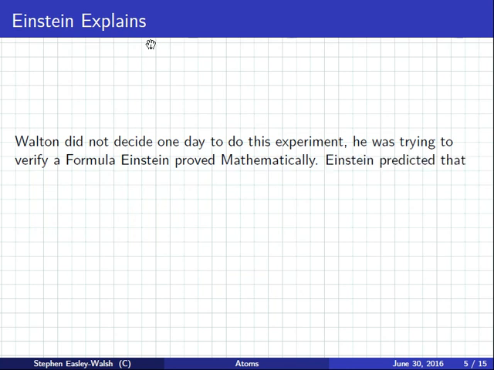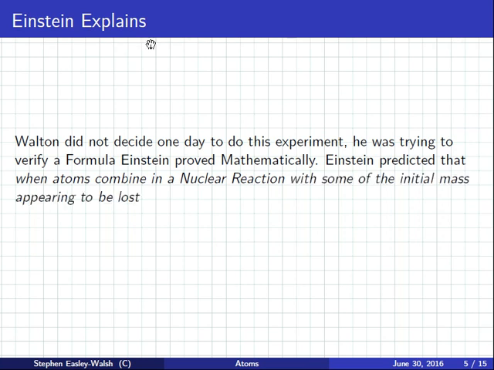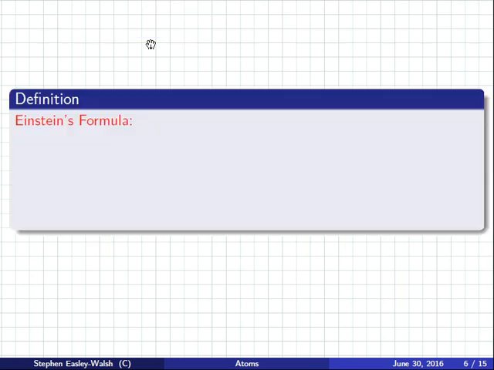Einstein predicted that when atoms combine in a nuclear reaction, some of the initial mass appears to be lost. In fact, it's not lost, but rather it's converted into energy. So Einstein suggested that the mass which appears to be lost is actually transformed into energy, and you can calculate how much energy you get. Einstein said that the amount of energy produced is equal to the mass loss times c squared. This is Einstein's formula, E equals mc squared.